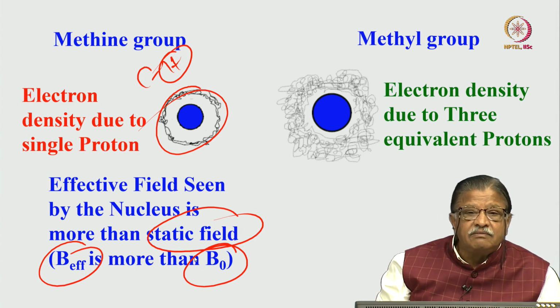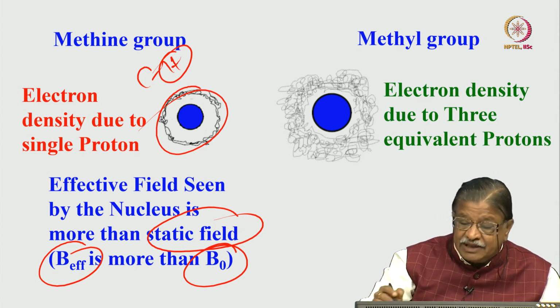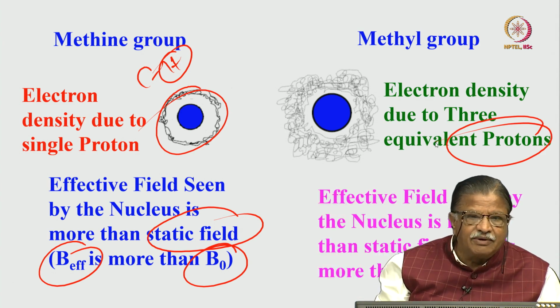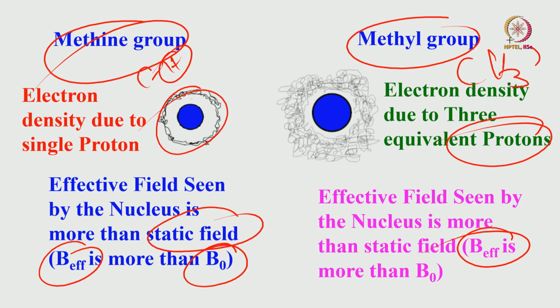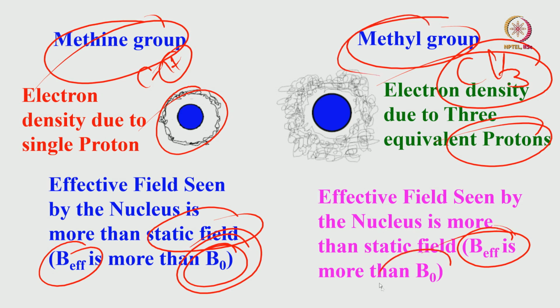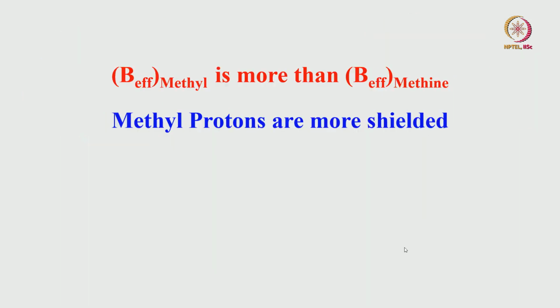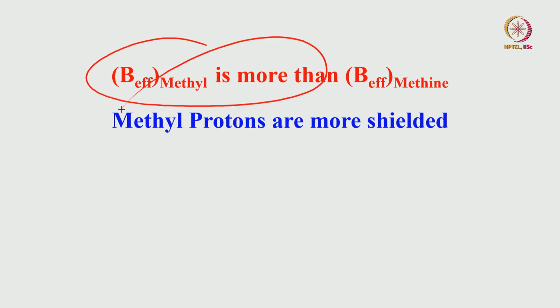Go to the methyl group, there are 3 protons, and the electron density due to 3 equivalent protons is much different now. The effective field seen by the nucleus is more than the static field here, B effective is more than B naught. But remember, I am considering a CH proton here and a CH3 proton here. The methyl group has 3 protons, CH3. So each of them has different effective fields. The effective field for the CH proton is more than that of B naught. The effective field of the methyl proton, B effective, is more than that of B naught. But between these two, B effective of the methyl is more than B effective of methane.